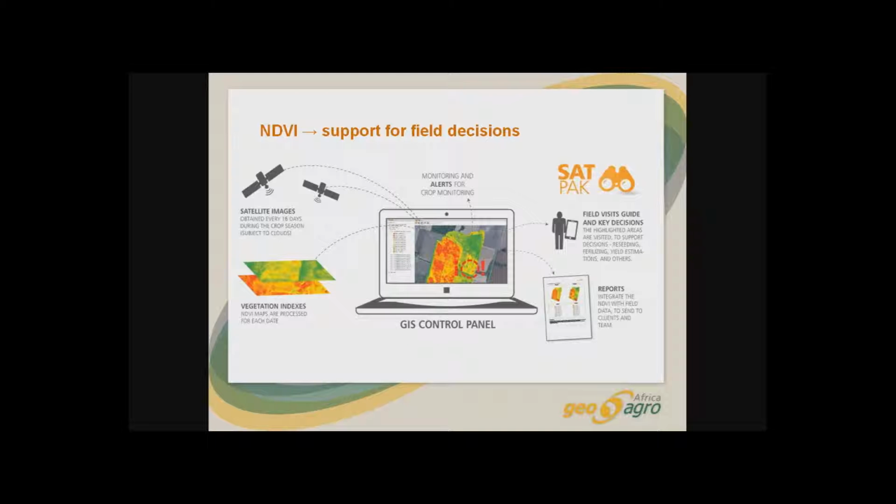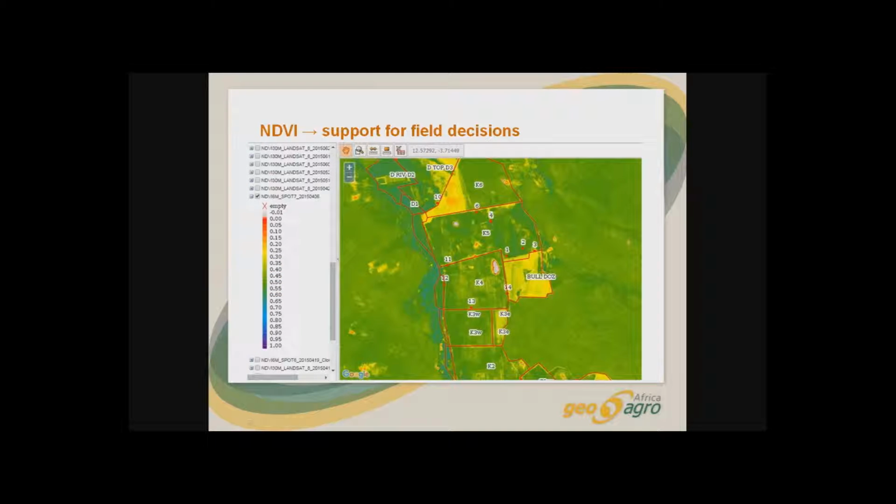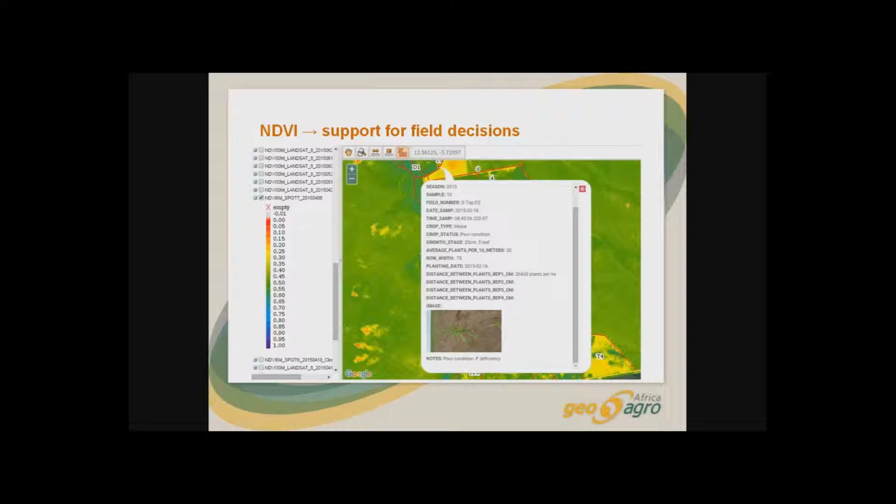So this is an example. This is a farm in Congo. We see a field with different issues. This is a 6 meter resolution from April 2015. And when they go to the field, they can evaluate why it's showing in the lower ranges of NDVI. So here we can see poor condition, P deficiency. We see a form with different attributes, the growth stage, average plants per 10 meters.